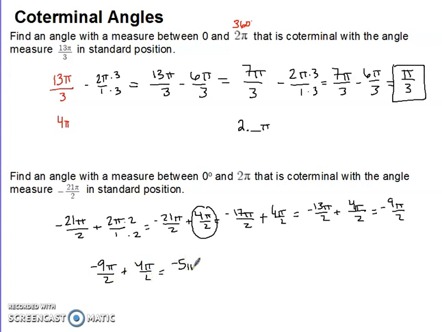giving me negative 5 pi over 2, which is still negative. Adding another 2 pi, I get negative 1 pi over 2, which is still negative. So I'm going to do this one more time and hope that this ends up in the interval I'm looking for. Negative 1 pi plus 4 pi is 3 pi over 2, and this does simplify to about 1.5 pi, which is in the interval that I'm looking at. So my angle is going to be 3 pi over 2.